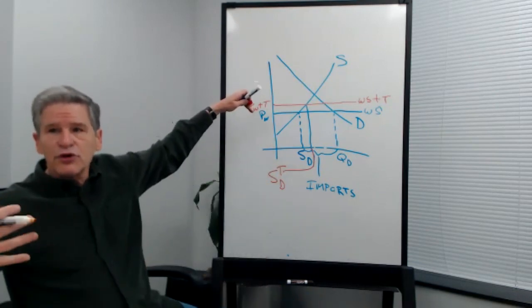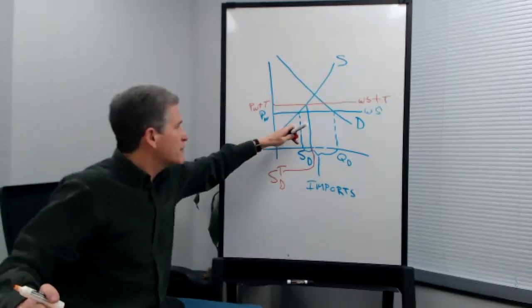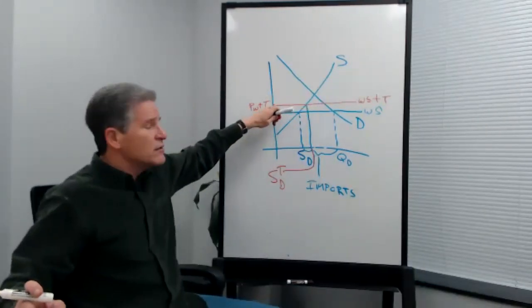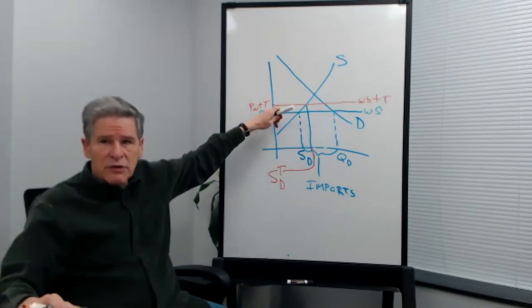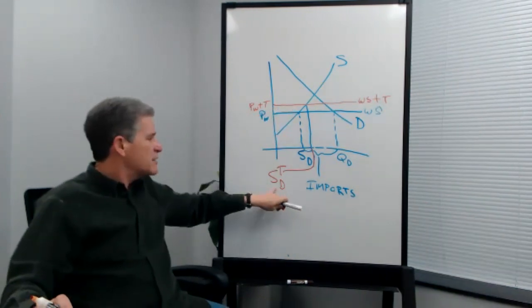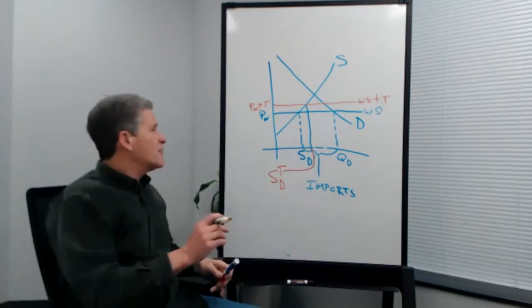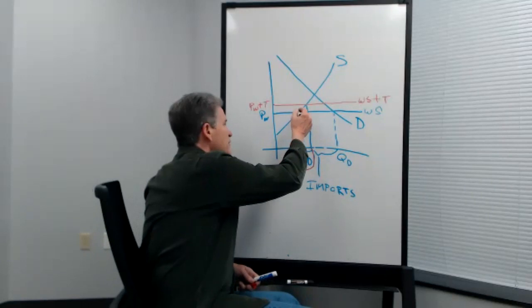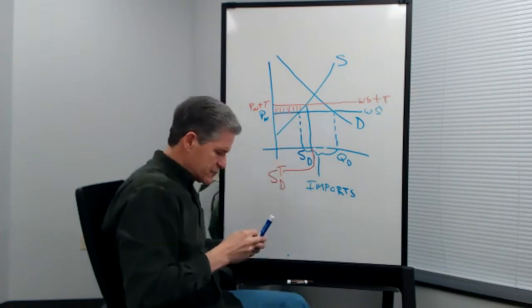The domestic producers don't have to pay that tariff, so they're still working off their original supply curve, and consumers can buy at the domestic market price. This is what people are paying for this item, whatever it is. So now the quantity supplied is going to go up, and there's going to be a benefit to producers equal to this amount right here.